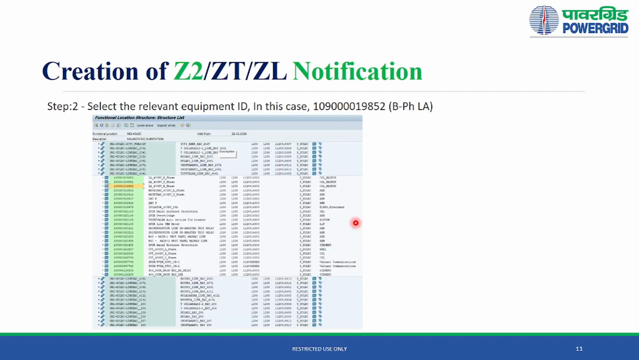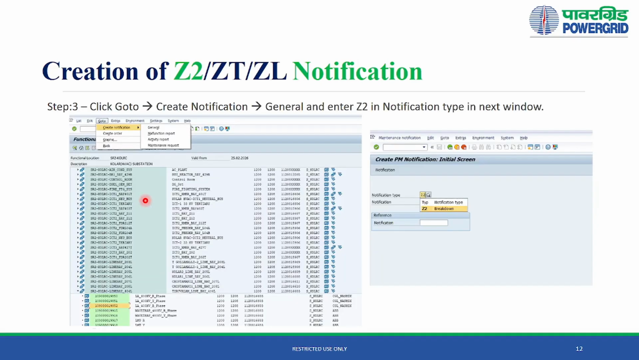relevant functional location. Then click on the functional location and select the relevant equipment ID. So here we have replaced the B phase LA. So select this equipment ID. Then go to create notification and choose general notification.